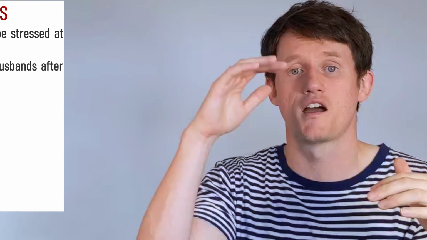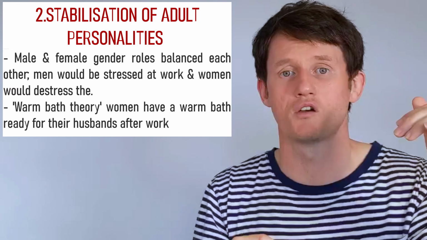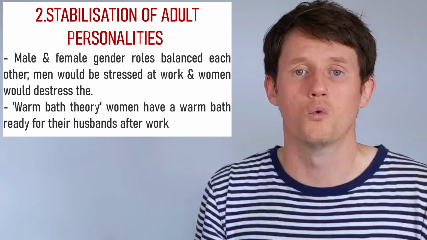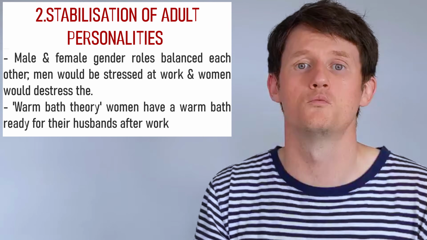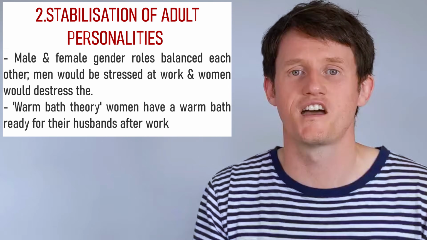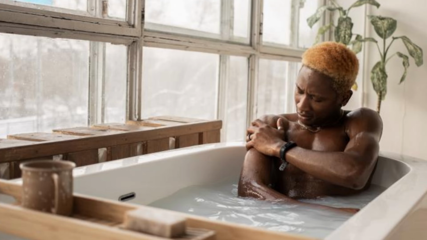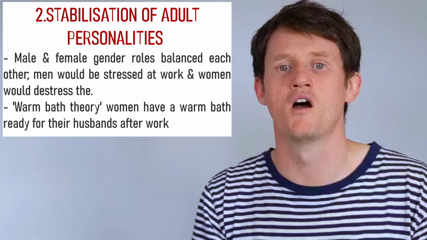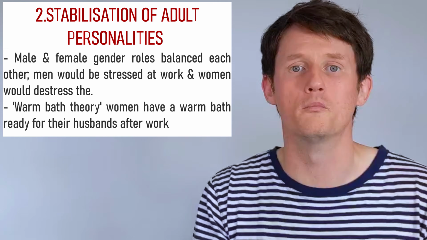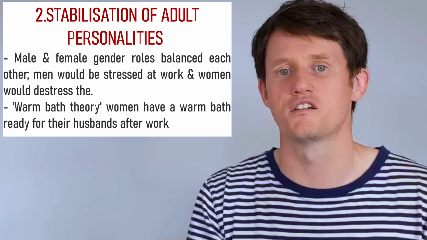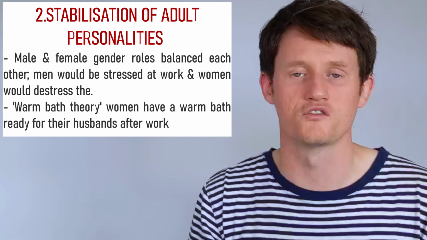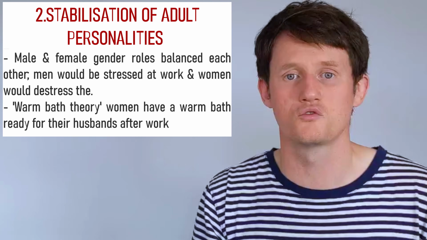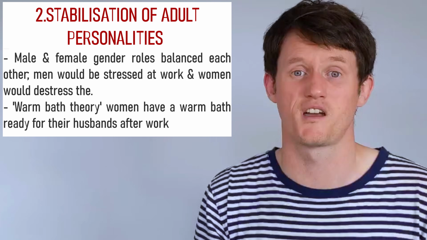So Parsons believed that both of these roles balance out adult personalities, that the man would go to work, be stressed by work, and he would come home and the woman would de-stress him. And they expressed this through something called the warm bath theory. The man would go to work, get stressed, come home, and the wife would have a warm bath ready for them to relax. You know, the family would be looked after, dinner on the table, etc. Traditional gender roles, but remember, from a functionalist perspective, they actually believed these came from biology.